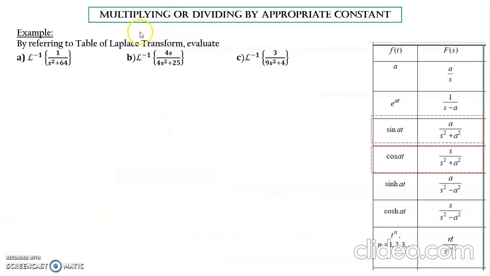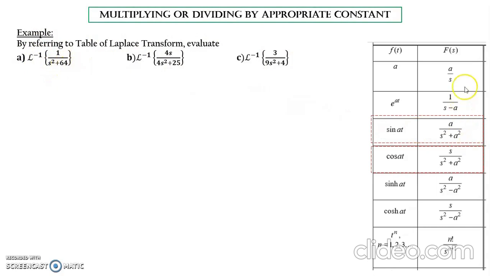Okay. So now kita pergi kepada methods yang pertama on how to fix up the function of s by multiplying or dividing by appropriate constant. Okay, so the example here, by referring to table of Laplace transform, evaluate all these three equations. Okay, so kita pergi one by one. Untuk A, kita ada inverse Laplace transform of function 1 over s squared plus 64.